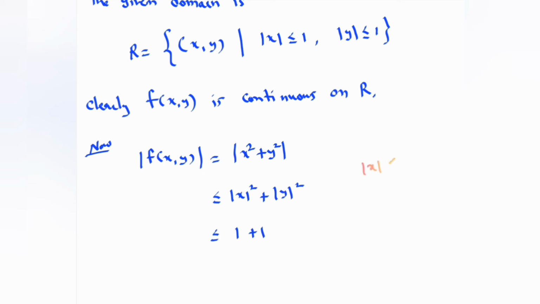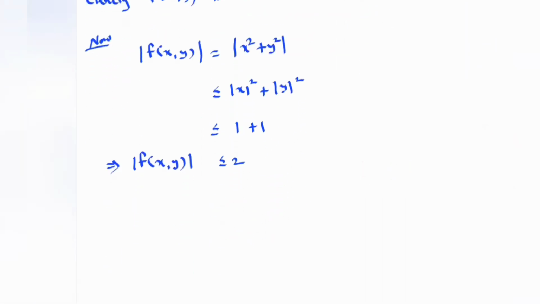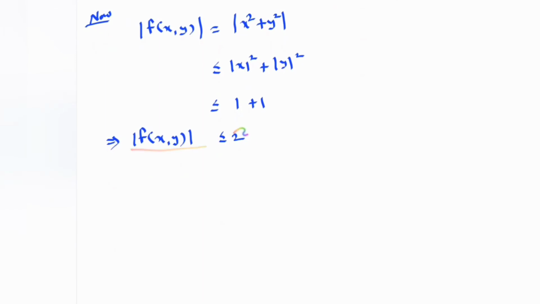Since we have |x| ≤ 1 and |y| ≤ 1, we can substitute the upper bound 1 + 1. So |f(x,y)| will be less than or equal to 2. So we can take M as 2.